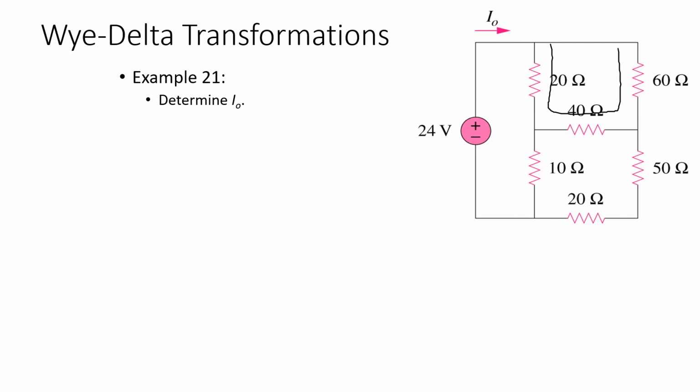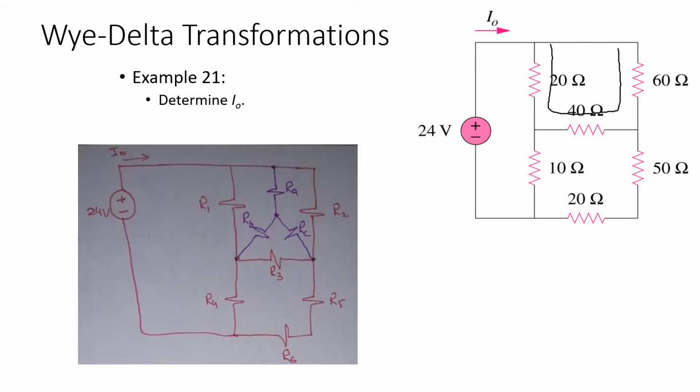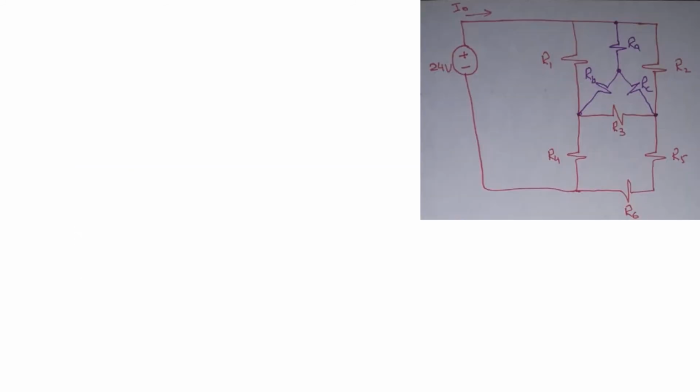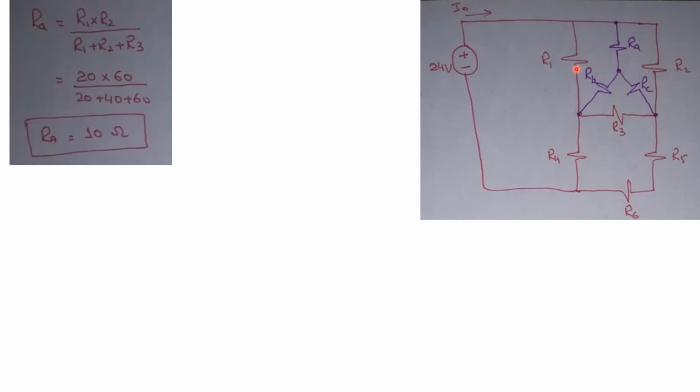So in the first step you will add a Y network to that pi network, RA, RB and RC. This is basically a Y network. Now we have to find the value of RA, RB and RC. The value of RA is basically equal to the product of R1 and R2, because RA is in between R2 and R1. RA is equal to R1 into R2 divided by the sum of the resistances of that pi network. We will get the value of RA, which is equal to 10 ohms.